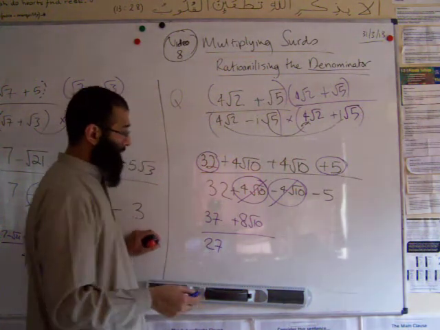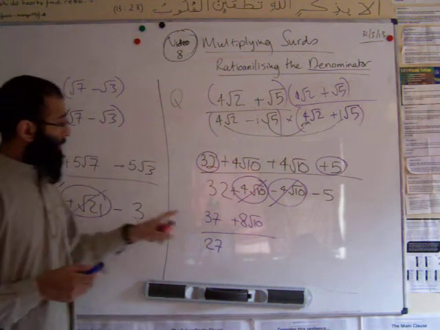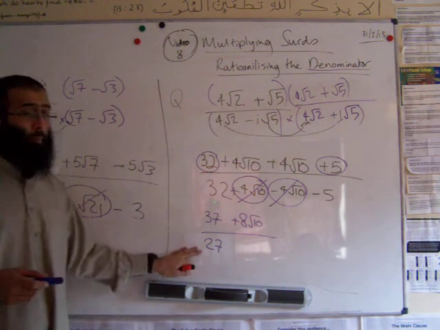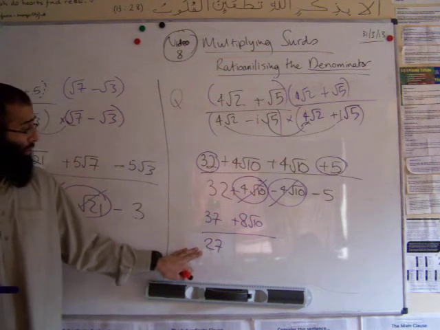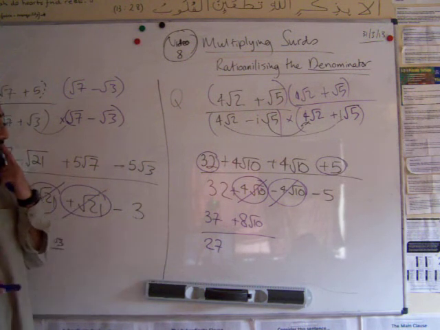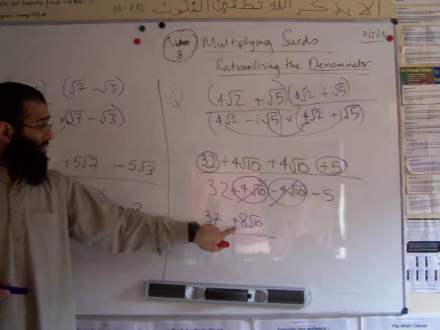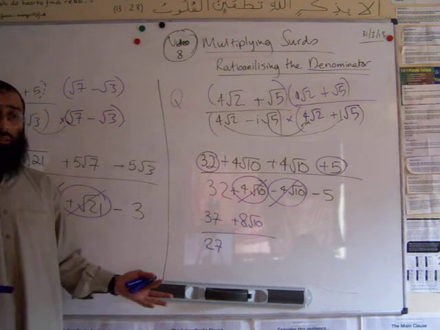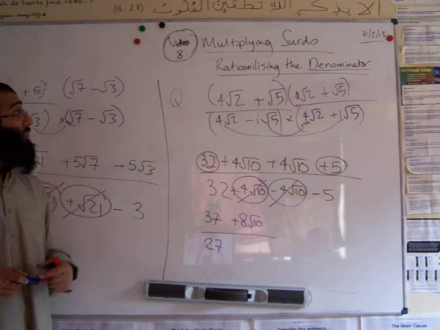So what we're left with on the bottom is that. What we're left with on top is that. Has the bottom number been rationalized? Yes, it has. Now, is there anything further we can do? Well, you can't really factorize these two together. And that's it, it's done. That's the end of the question.